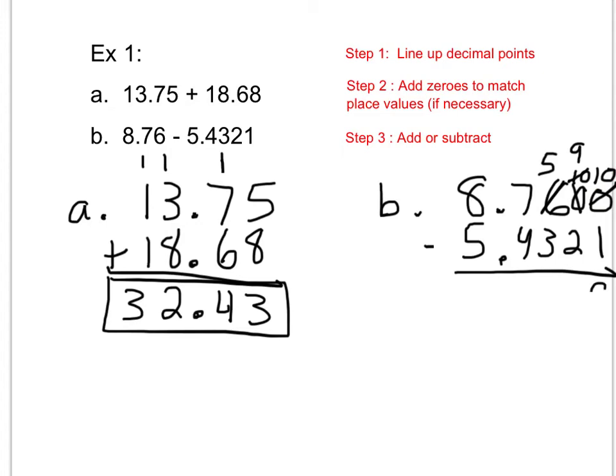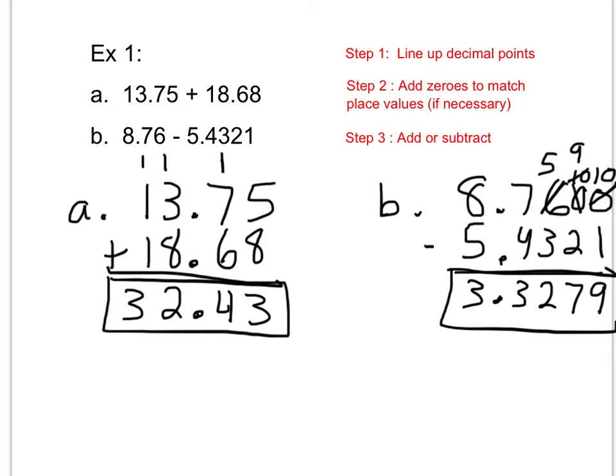10 minus 1 is 9. 9 minus 2 is 7. 5 minus 3 is 2. 7 minus 4 is 3. And 8 minus 5 is 3. And then I'm going to bring that decimal point straight down here. So, there is my answer. 3 and 3,279 ten-thousandths. Okay?